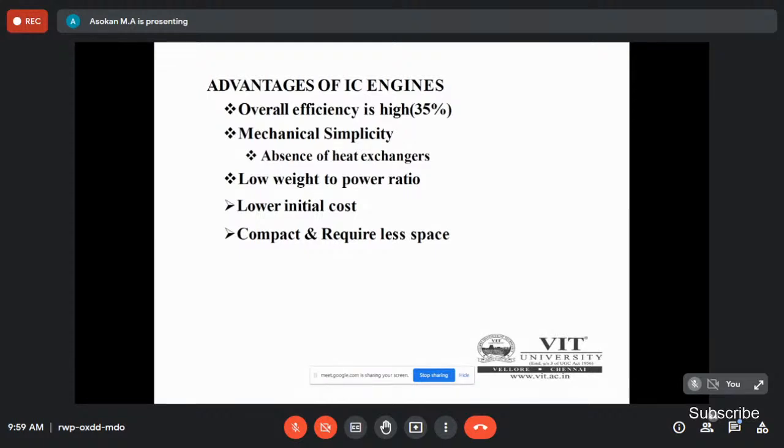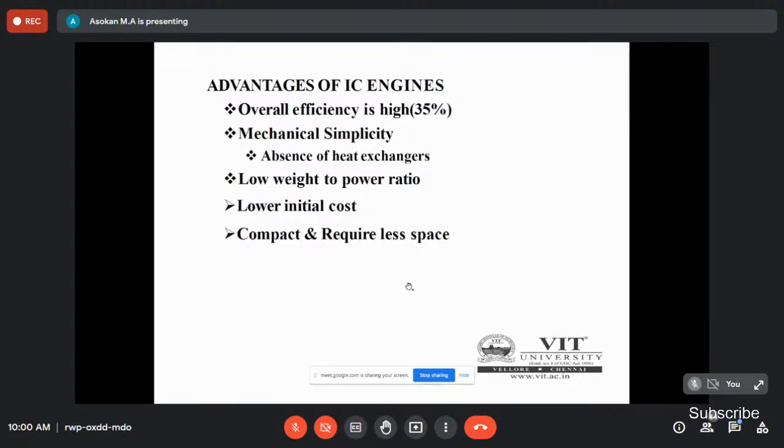In steam turbines and locomotives, the steam is generated outside of the engine, and then the steam drives the piston. So heat exchange is required there, but in the case of an IC engine, there is no need for a heat exchanger. So there is mechanical simplicity, and the weight compared to the power ratio is very low. Automatically the cost decreases, and it occupies very little space.